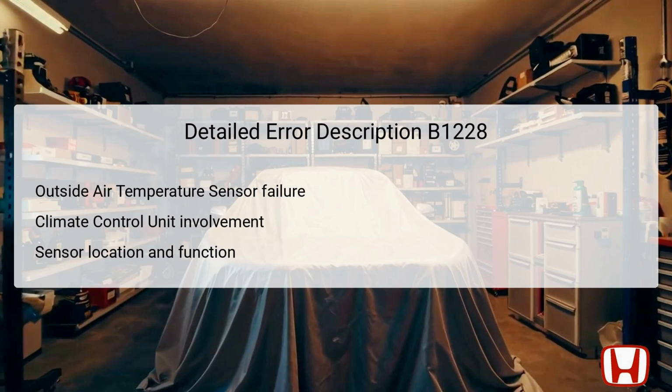Typically, the sensor is positioned near the front of the vehicle, often behind a grille or in the front bumper area to provide accurate readings. If the sensor is failing or its circuit is compromised, it can result in erroneous data being sent to the climate control, which may lead to discomfort or operational issues within the HVAC system. Therefore, it's imperative to properly diagnose the sensor and circuit integrity to restore functionality.